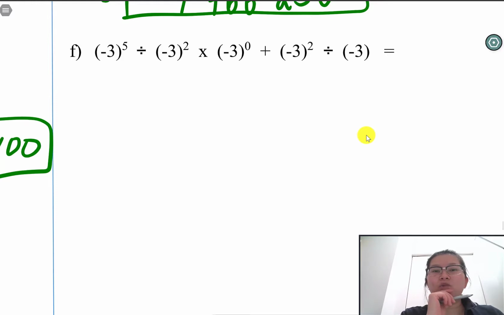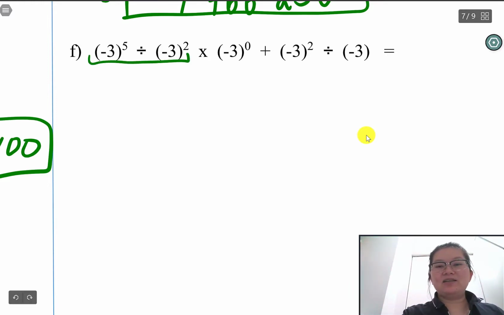But usually a question will say that you have to use exponent laws first, regardless of how easy it is to simplify it first, okay? So let's do that. According to BEDMAS, division goes first. So that's these guys and these guys. So let's divide these two.